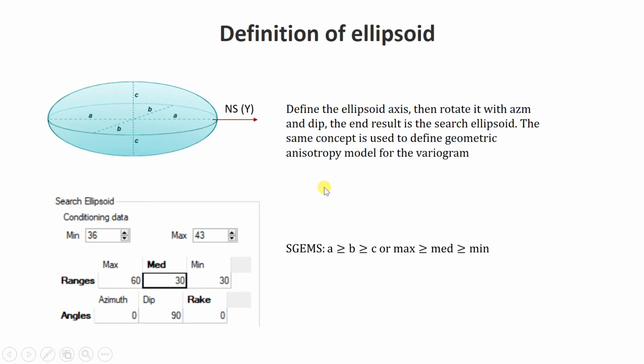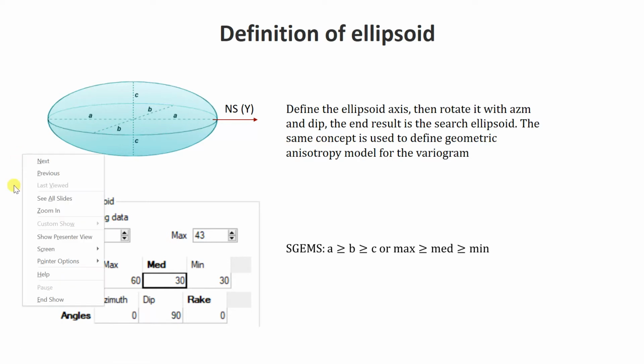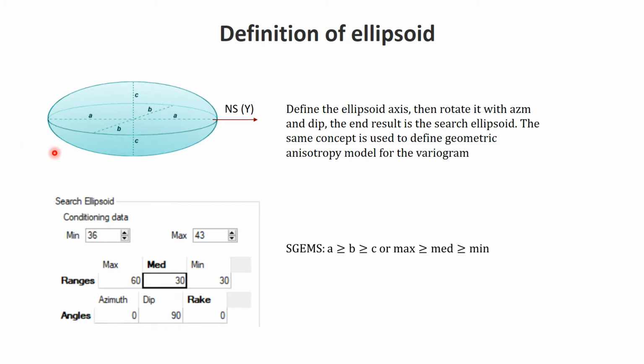So here's how that works in terms of the input. This is the window that we saw before in SGeMS. What we notice here is our ellipsoid, which is oriented north-south. There are a number of parameters here. Let's focus first on this bit, which is what we talked about in the previous slide. If you want to define your ellipsoid, the first thing you have to define is the ellipsoid axes. So these are these lengths here.